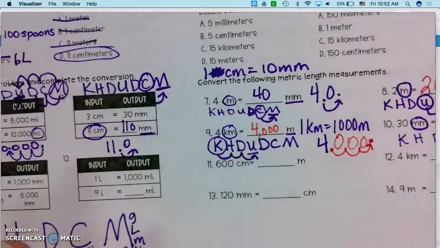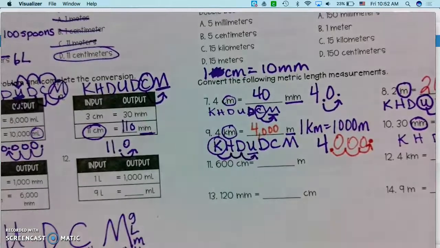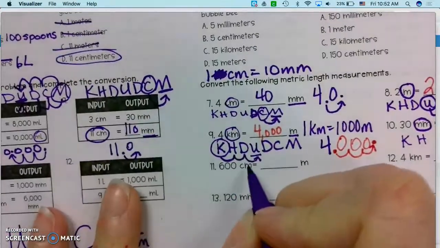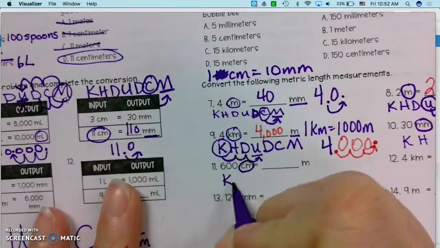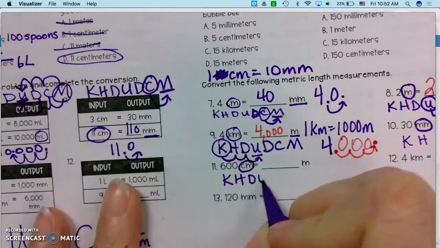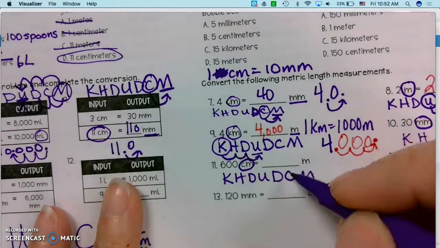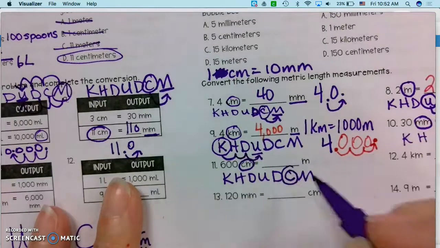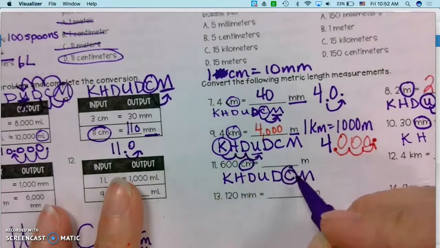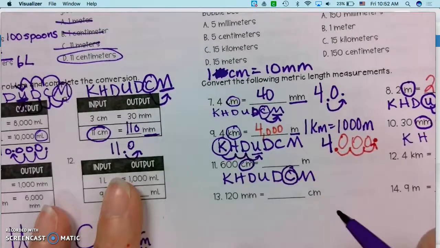All right, so let's go over these. Number 11. What are you starting at? You're starting at centimeters, which would be which letter? The C. Very good, the C. So I'm going to circle the C because that's where I'm starting. I'm going to M. What is M an abbreviation for?